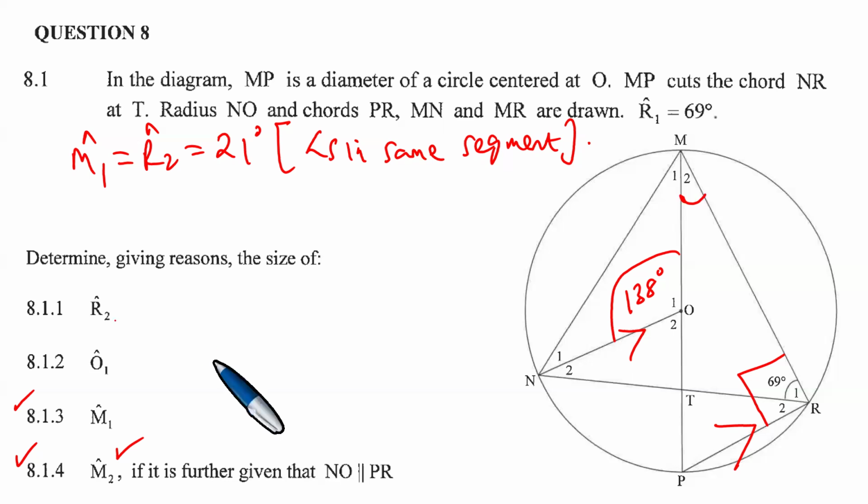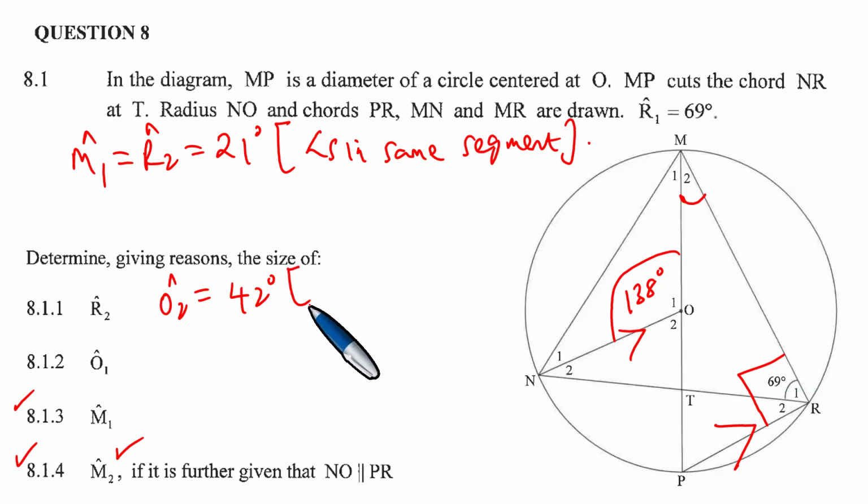What did you say angle O2 is? 42 degrees. Okay, so the angle O2 is 42 degrees.